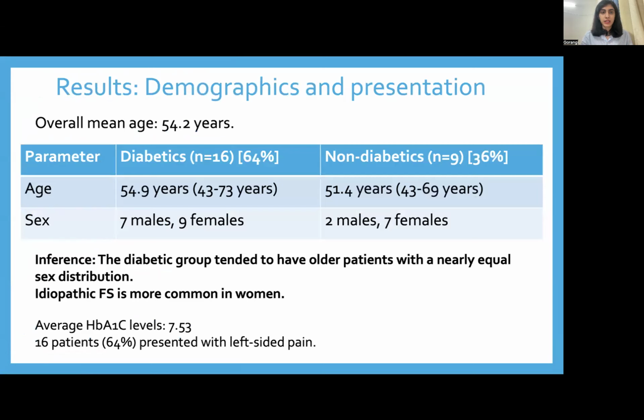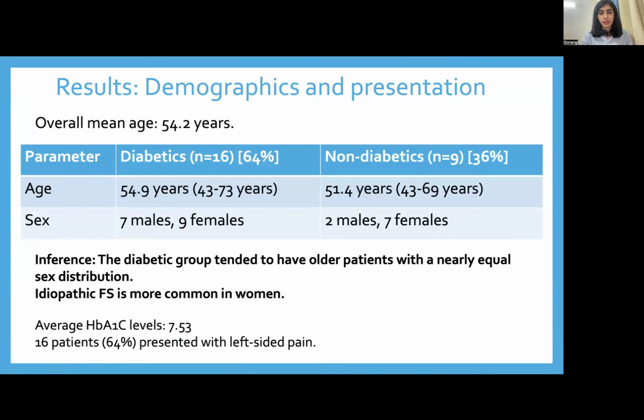So coming to the results of the study, the overall mean age was 54.2 years in the patients. The diabetic group tended to have older patients with a nearly equal sex distribution, as you can see. The age here was 55 years and 51.4 years in non-diabetics.